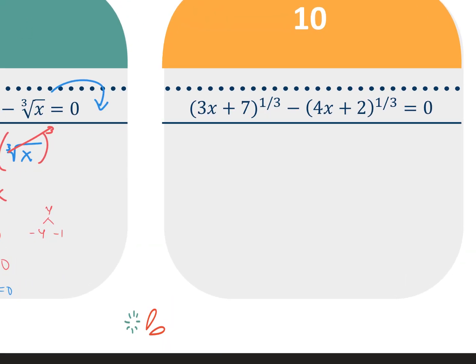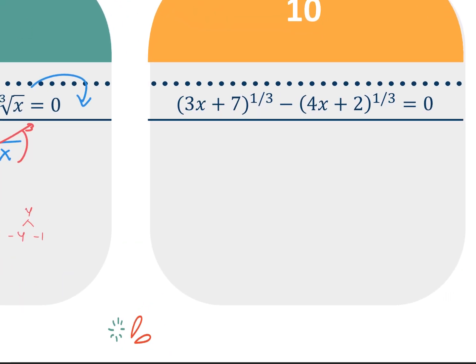All right, look at the next one. This is the exact same problem that we just did, guys. It's just written a little differently. When you see something raised to the 1/3 power, what root is that? The cube root. So if you want to rewrite this as the cube root of the first thing minus the cube root of the second, that's fine.